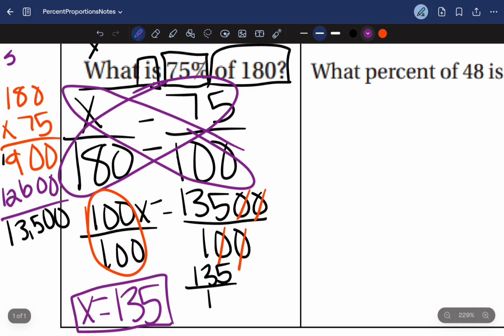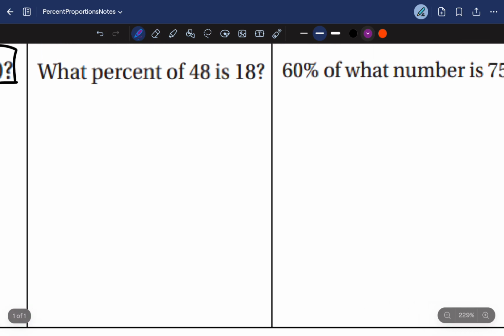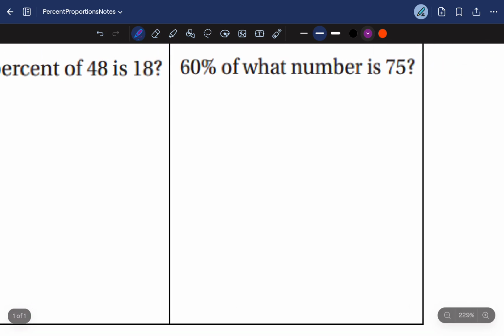Okay, we're going to do one more problem, and then we're going to move on to the word problems. So I want to do this one, the third example, so we're going to skip the middle one. It says 60% of what number is 75? Just like I had mentioned up above, whatever percent you have is going to go in the top right. So that's just good information.